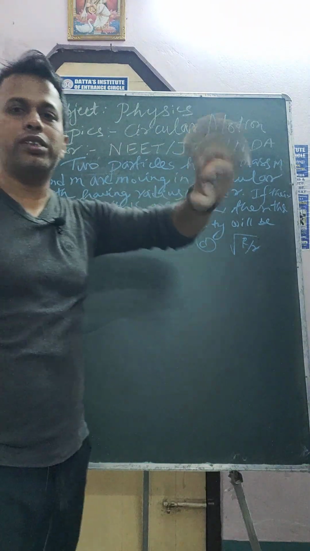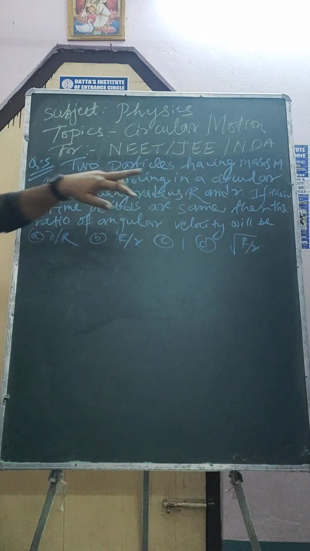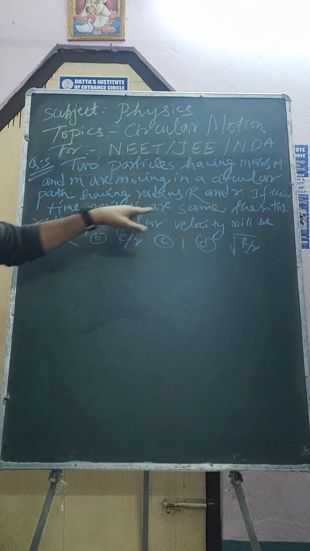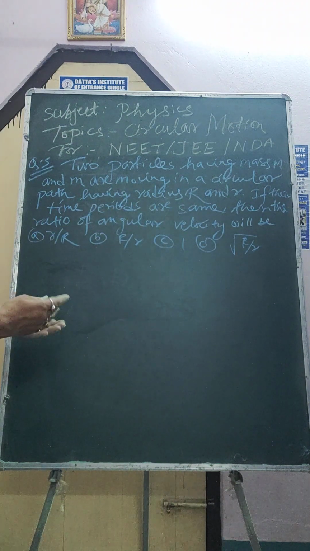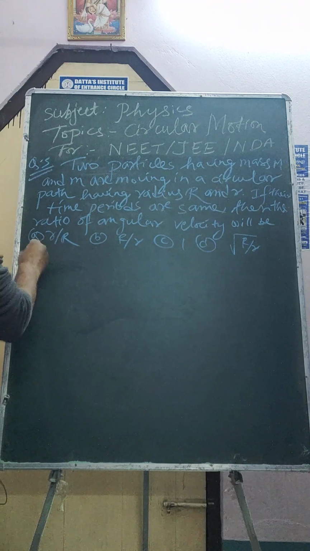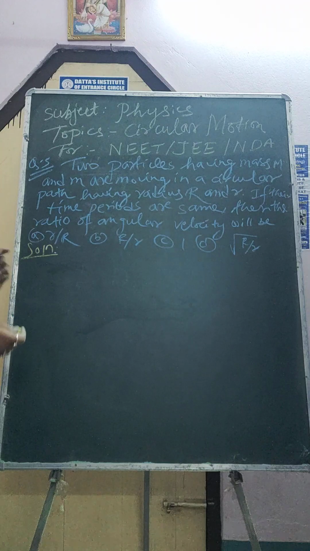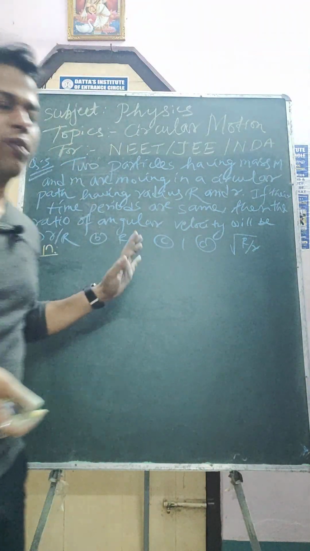There are two particles, one is heavier and another is lighter, moving in a circular path having radius capital R and smaller r. If the time periods are the same, then what is the ratio of angular velocity? We have to find out. This logical question came 5 times in NEET JEE.